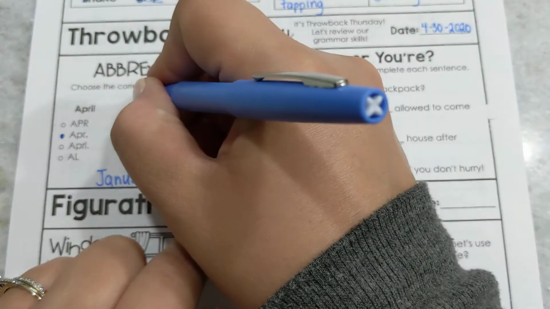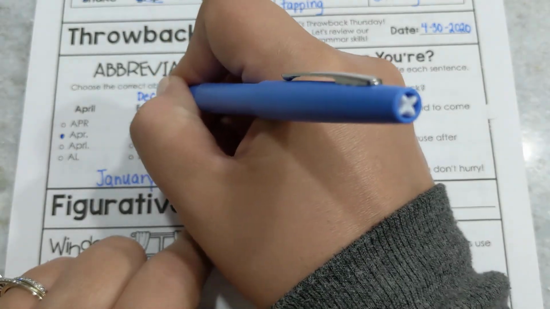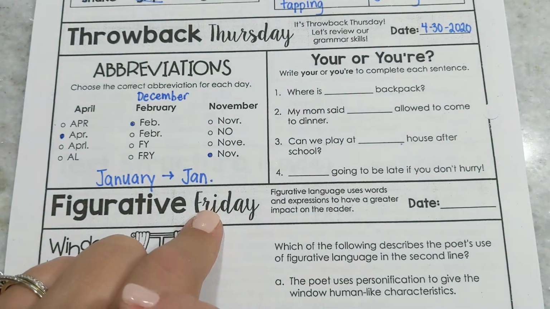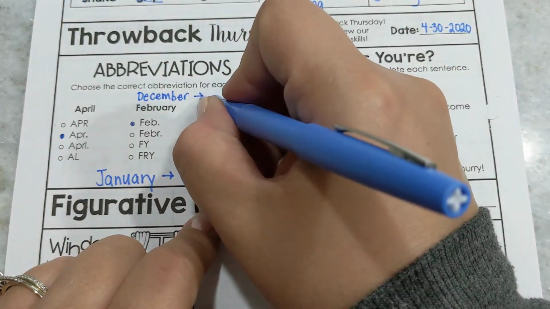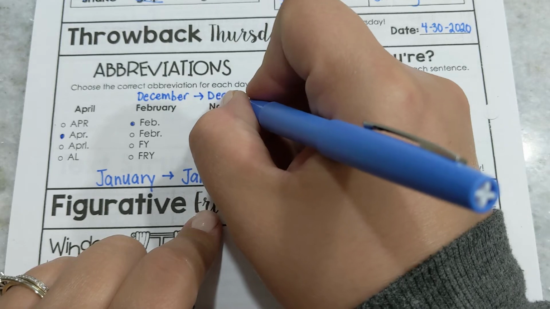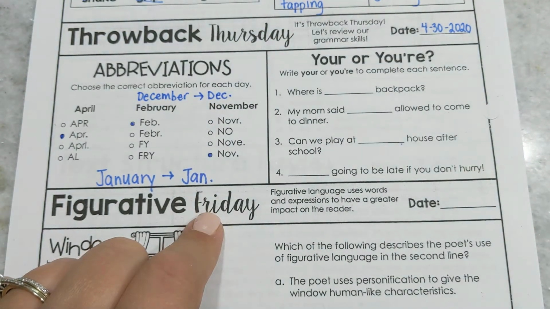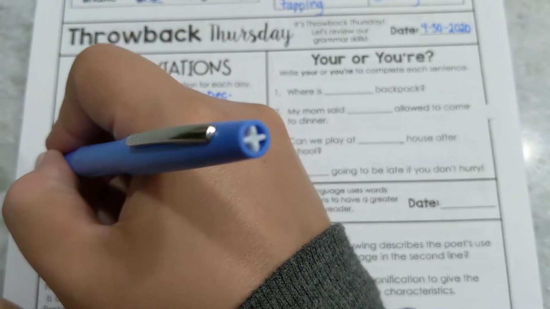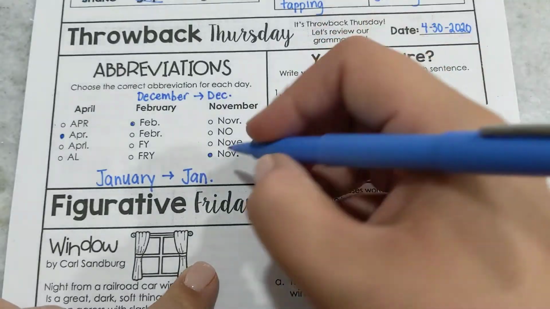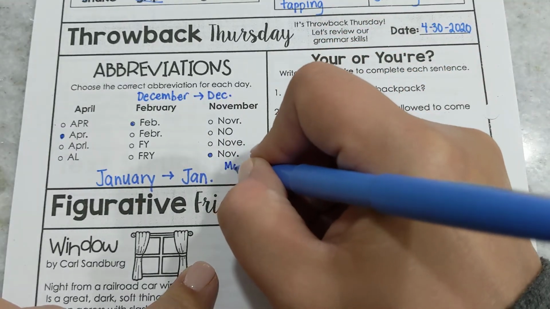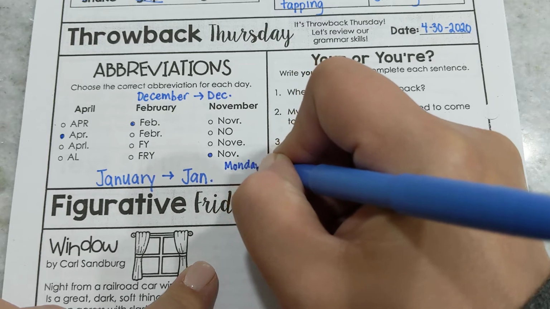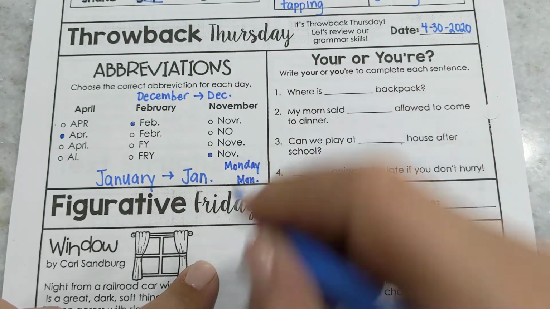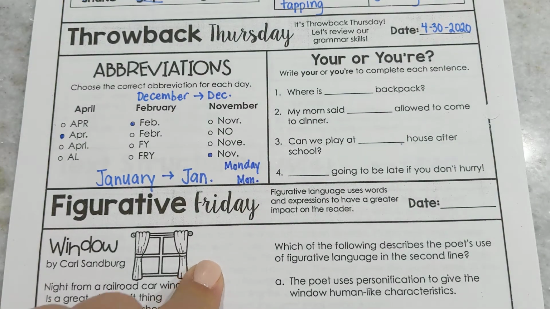Here's a question for you. What would be the abbreviation for December? December would become D-E-C period. That's the same thing for our days of the week, guys. For example, if I have Monday and I want to abbreviate it, I would write M-O-N period. So same concept, okay?